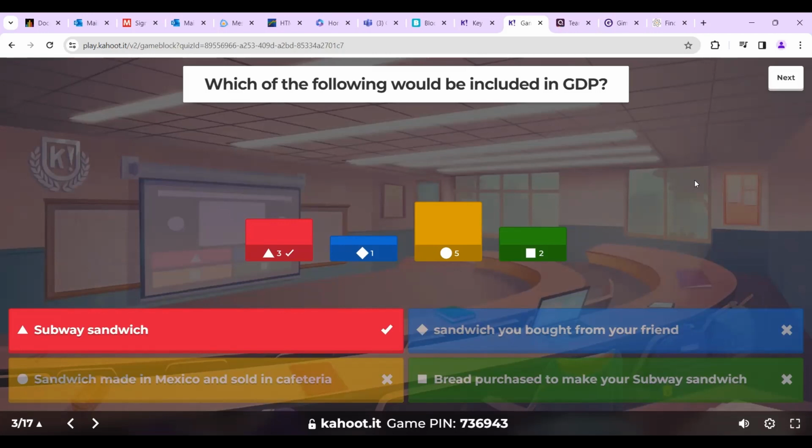Sandwich made in Mexico and sold in cafeteria, that wouldn't be part of GDP because it was made in another country, so it wouldn't be part of our GDP. And then sandwich you bought from your friend, that wouldn't be included in GDP because you probably bought it with cash and it's very hard to track cash payments. They usually just track debit, credit, and payments that are digital because that's easy to track, but cash payments are impossible to track.